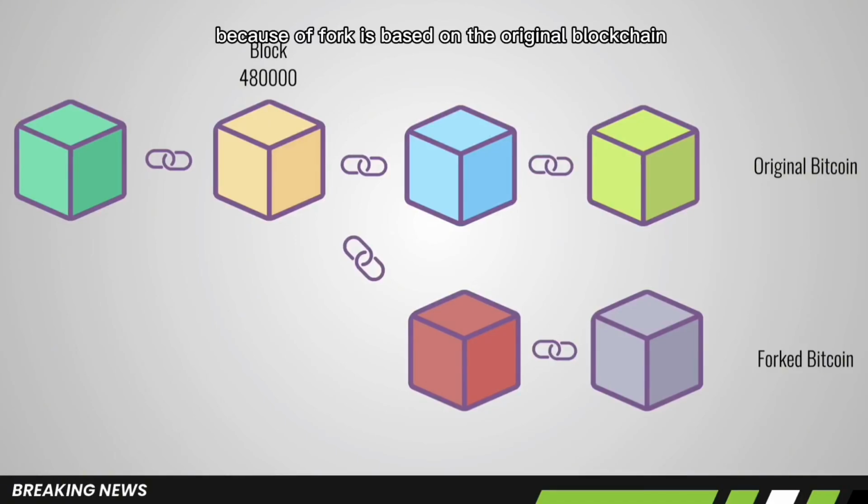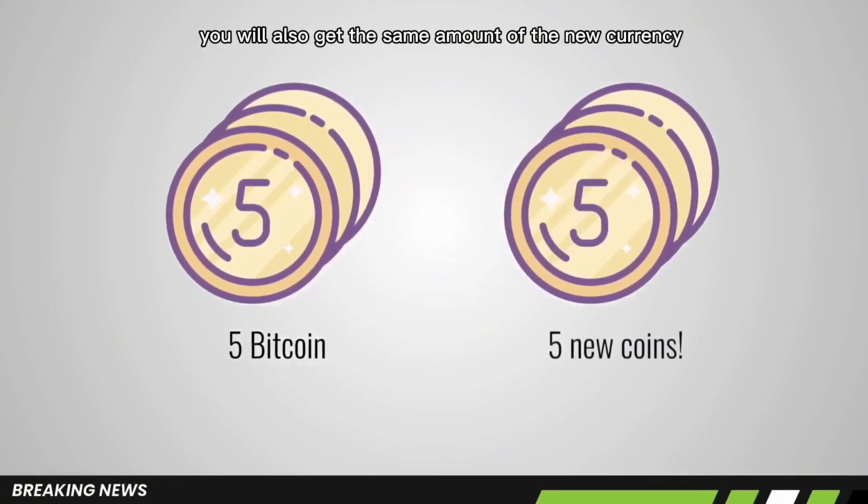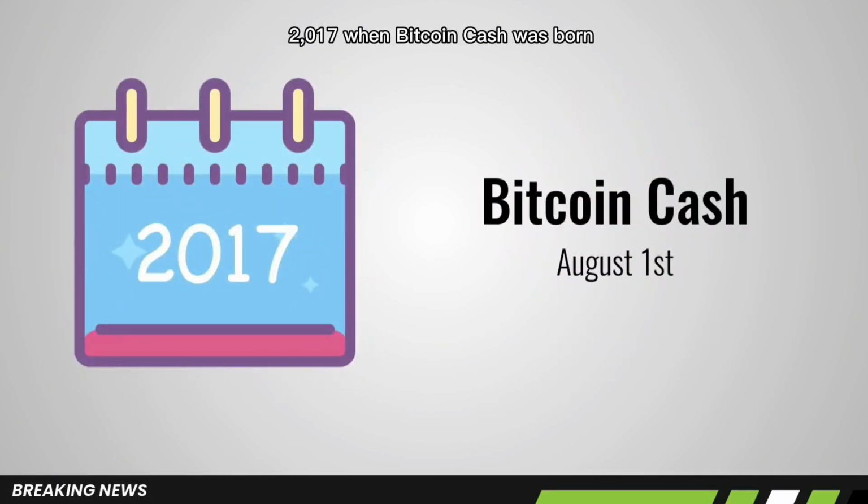Because a fork is based on the original blockchain, all transactions that happened on the original blockchain also happened on the fork. And that means that if you had a certain amount of coins before the fork, you will also get the same amount of the new currency. Some people call this free money, but it all depends on whether or not the fork can actually attract value. We've already seen quite a few hard forks. For example, it happened to Bitcoin on August 1st, 2017, when Bitcoin Cash was born. In this case, the developers couldn't agree on what the size for a block should be.